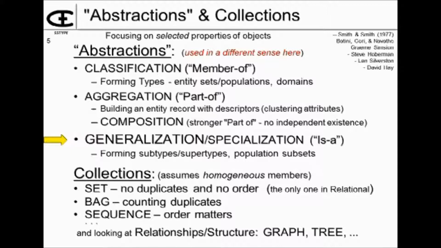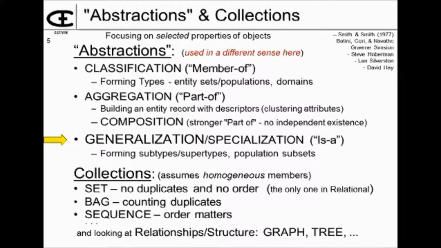Classification simply means you're a member of. And that's what we do when we draw a box and call it employee. We are classifying out of all of the things in the world, we're saying the members of this population are classified as employees. So classification is the thing that we do when we form types.